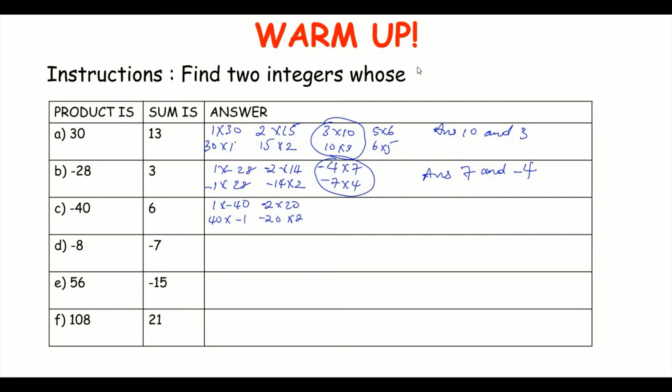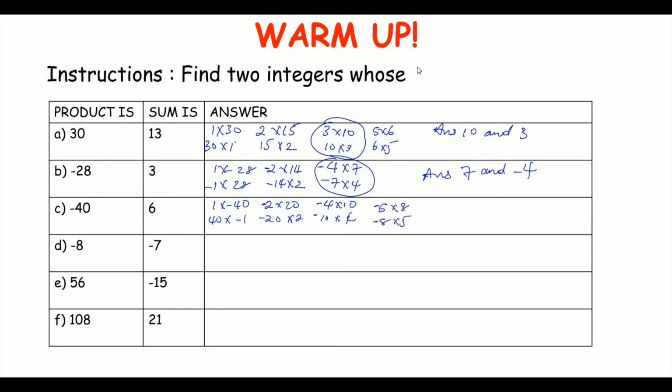Then 3 won't work. So we try 4. 4 times 10 is 40, so you interchange the signs. 10 times 4. Then 5. 5 times 8 is 40, so one is negative and one is positive.